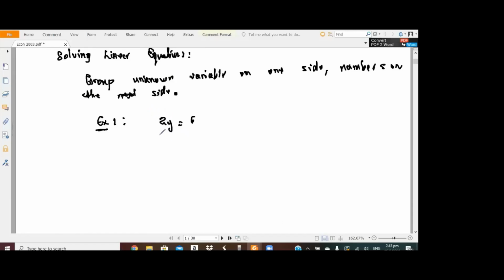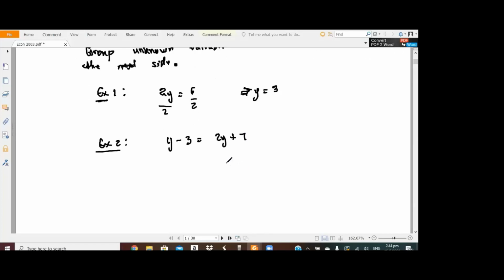Get rid of this 2 here, you divide both sides by 2, you get that y is equal to 3. But that's a starting example, so that's really easy. But let's look at another example here, where I give you that y minus 3 is equal to 2y plus, say, 7 here, right?